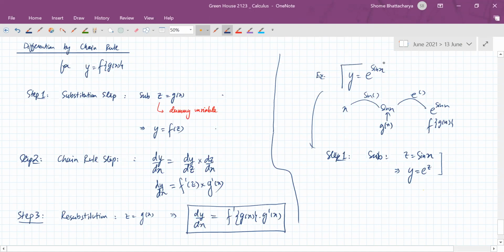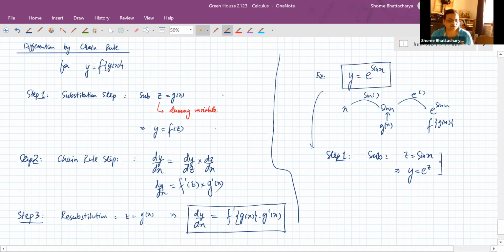Yes, sir. y was e raised power sin x. तो मैंने sin x को dummy variable बना दिया, z. So y क्या बन गया? e raised power z. Okay. Now the second step, chain rule.